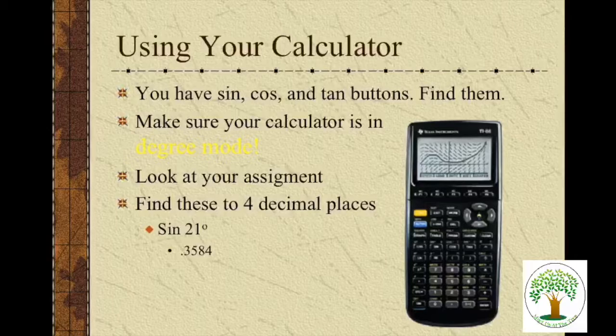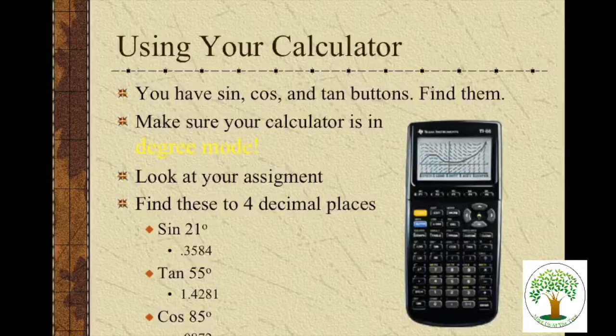Okay, so from here on out, it's pretty straightforward. For tangent, that was number 1, by the way, we just did. We're doing number 2 now, and it's tangent 55, and I hope you got 1.4281. Yes, ma'am. I did. I wanted to try out sine, cosine, and tangent before I just let you go. And so, next, number 3 is cosine 85. And I hope you got 0.0872. Yes, ma'am.